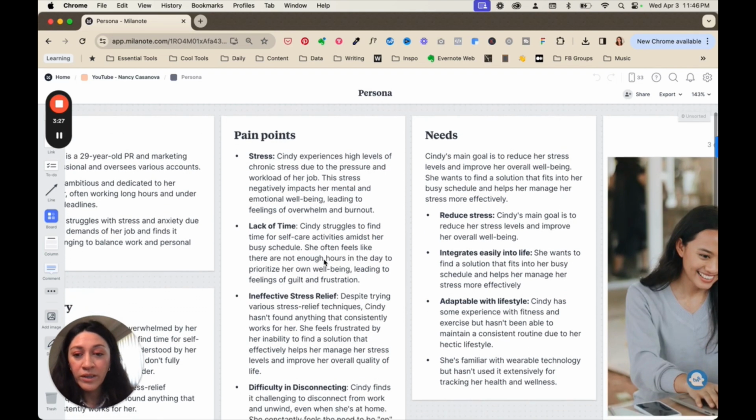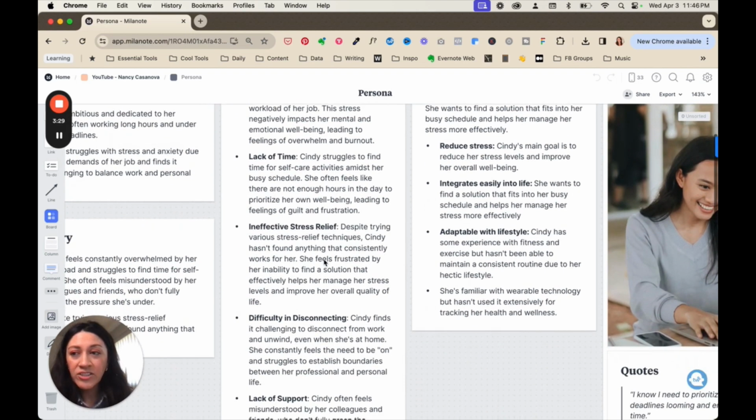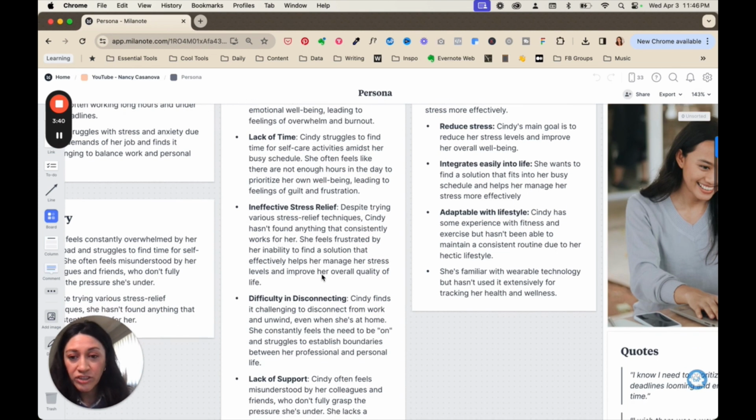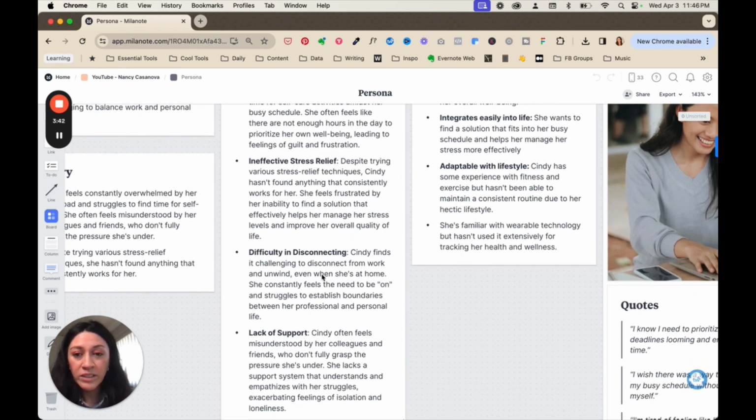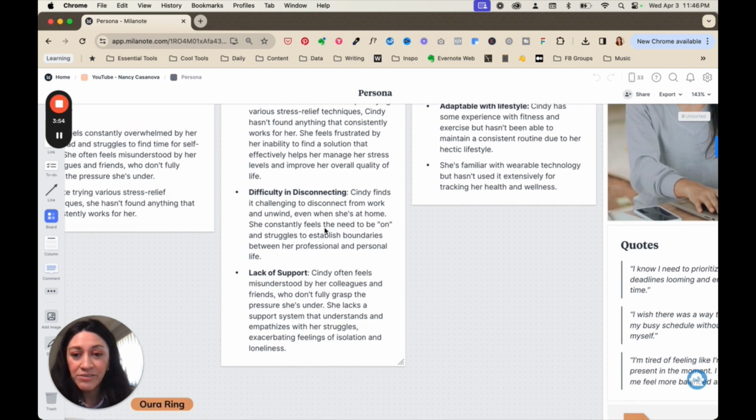It takes a toll on her mental and emotional well-being. She sometimes runs out of time. She's like, oh my God, I don't have time to prioritize this sometimes. It often makes Cindy feel guilty and frustrated. Or she might have tried different things. She's like, okay, I've tried different techniques before, but it doesn't really work. It doesn't improve my quality of life. I've tried something, but it's not been effective.